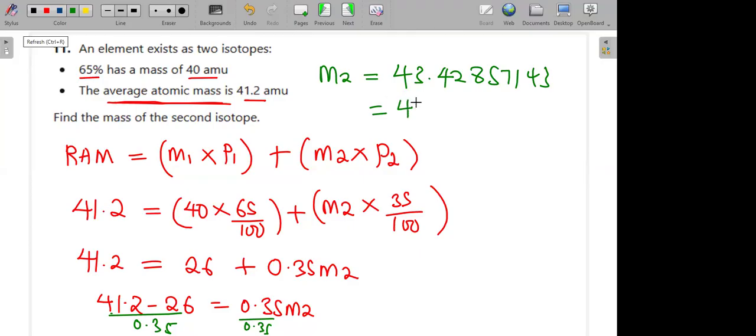So this would be 43.43. And the units are atomic mass units. So this here is the mass for the second isotope. So you see that we just have to know this formula, and then we substitute whatever we've been given to find what we haven't been given. Okay, so let's look at another one.